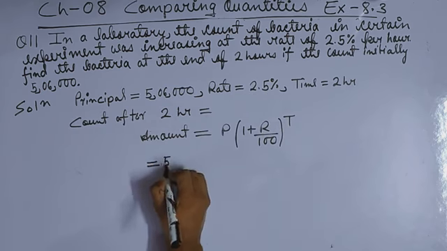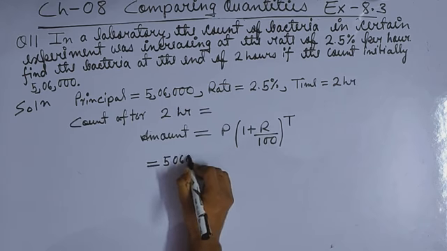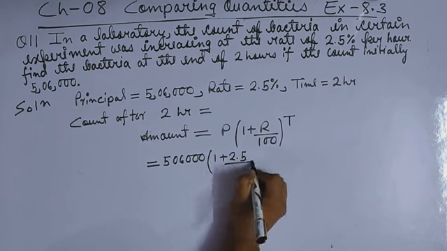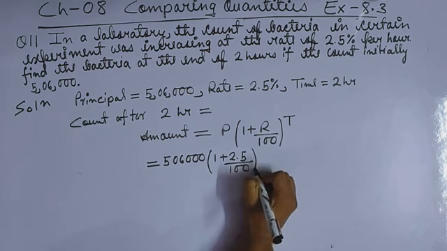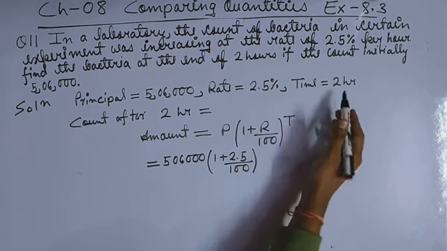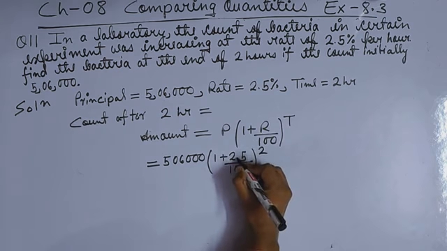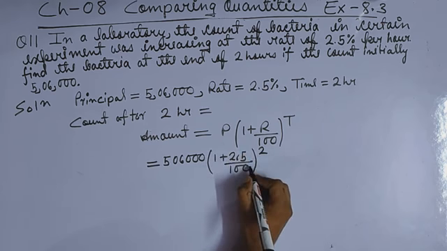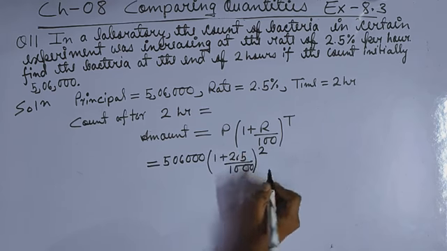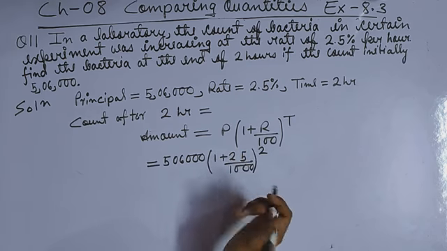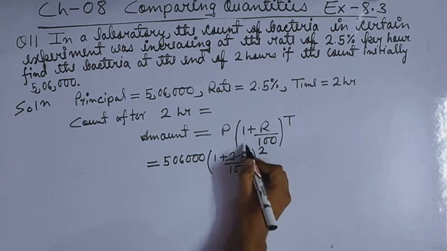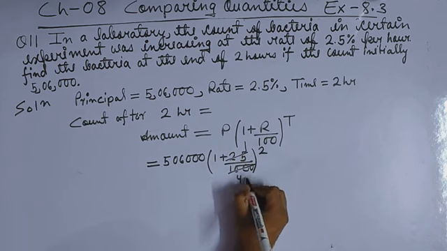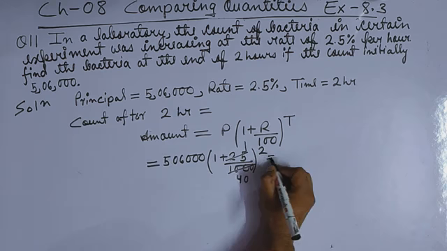So this will be 5,06,000 into bracket 1 plus 2.5 upon 100 to the power what? T is how much? Time is how much? 2 hours. So when I remove this decimal, because this was 2.5, I place one more zero below. So this becomes 1000 in the denominator. So this is 25 upon 1000. Now we cancel out: 25 times 4 is 100, but here 25 times 40 makes 1000. So this will be equal to what?